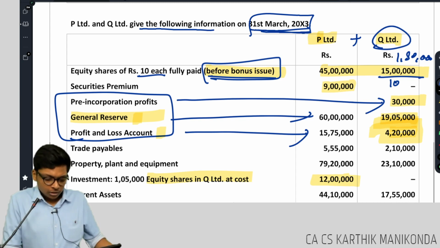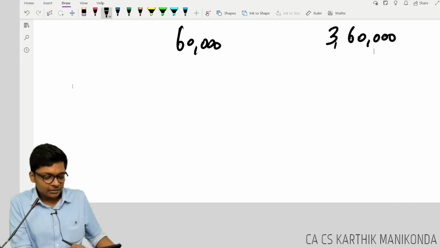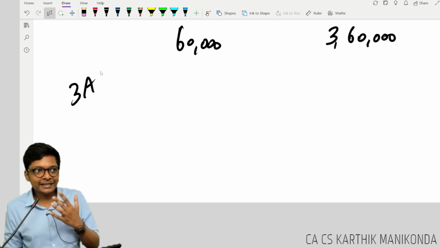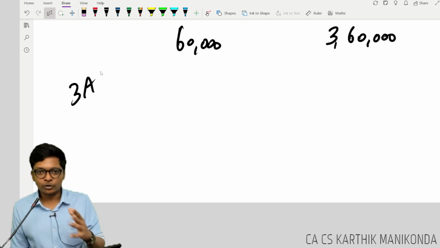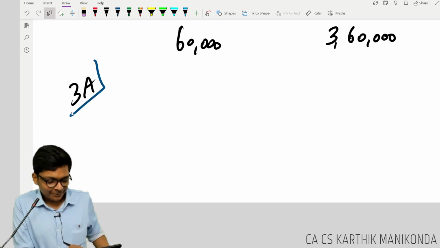So now I will prepare that magic table 3A. Guys, 3A is what we are doing. In the exam, based on the flow, you change it. Don't write magic table and all in the book. Vignesh, don't write magic table. Okay.